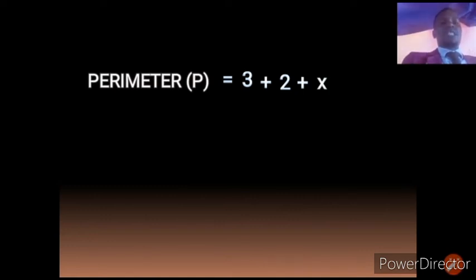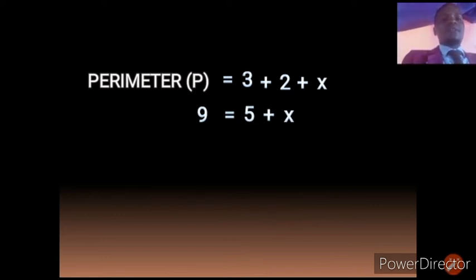Remember, my perimeter is 9. So I will take my 9 under perimeter. 9 is equal to 3 plus 2, which is 5, plus x, my unknown. Now, in this equation, you have to be careful. What do we do now?